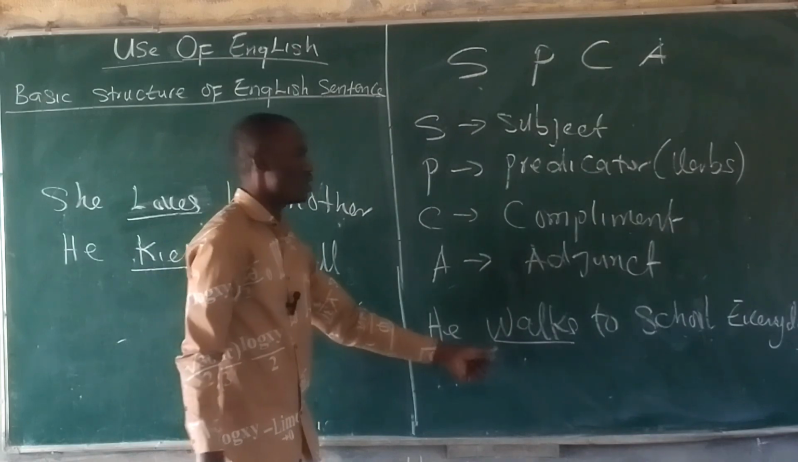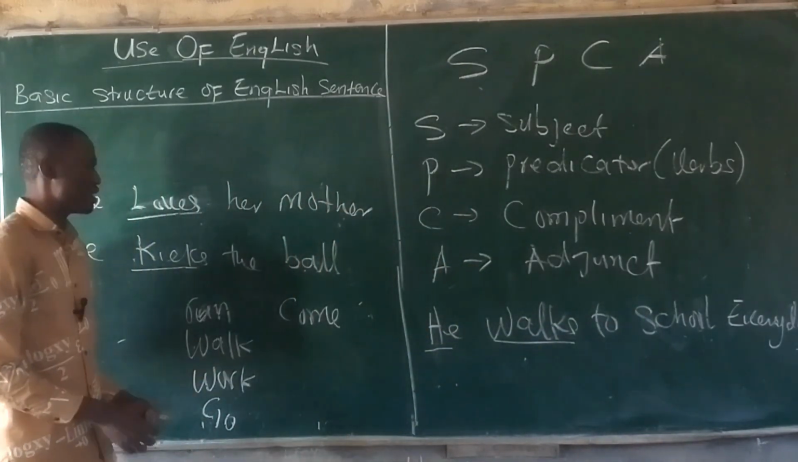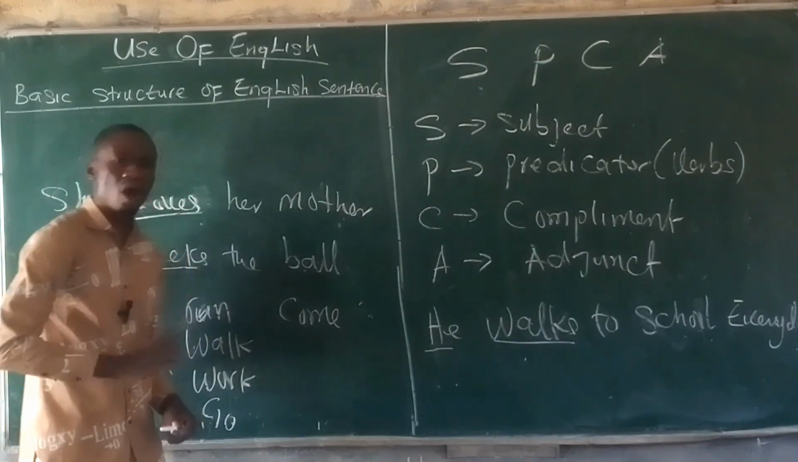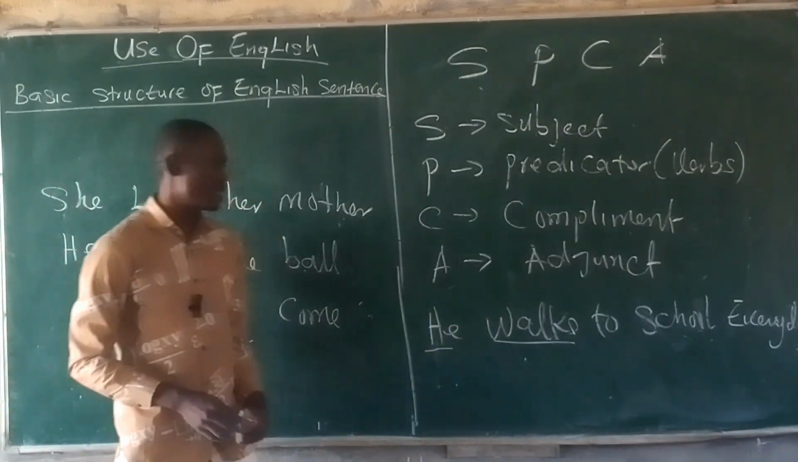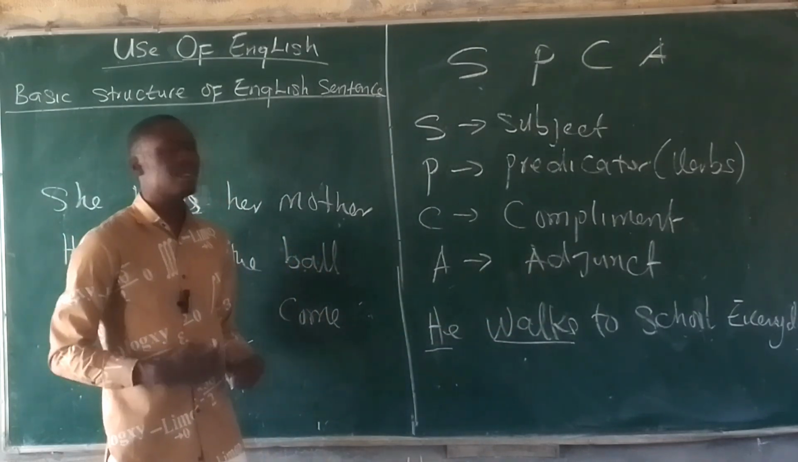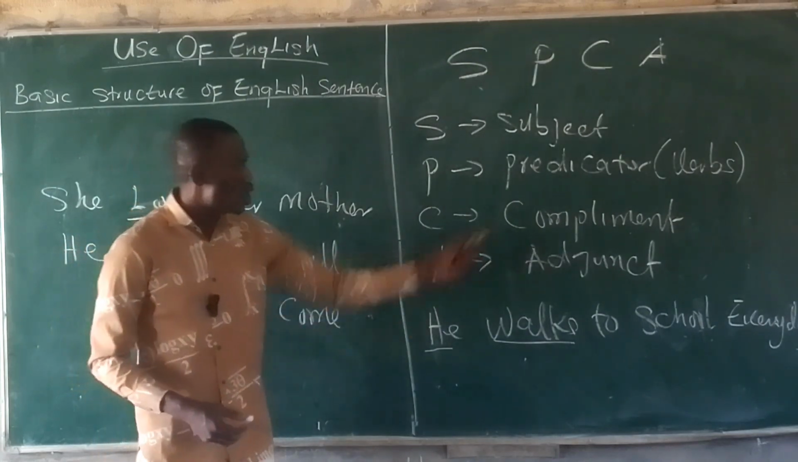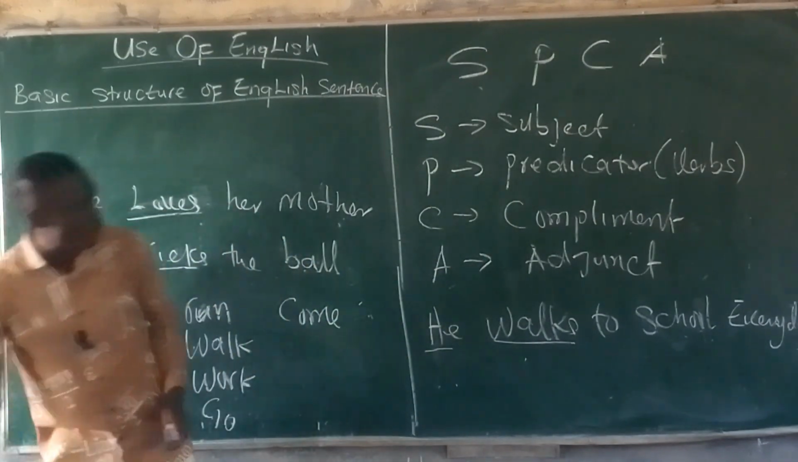Walks, that's the verb. To school every day. Now, if you look at these imperatives, they are just one word long. But if you look at this sentence, we have more than one word. So you can see that a verb is a compulsory element of a sentence. We look at the next one, the complement.